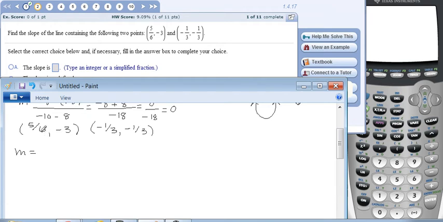So we're going to call this point 1 and point 2. We have x sub 1, y sub 1 and x sub 2, y sub 2 again, just like before. So we want y sub 2 minus y sub 1, this one minus that one. That's a negative 3. And then we have x sub 2, which is negative a third, minus 5/6. This one minus that one.